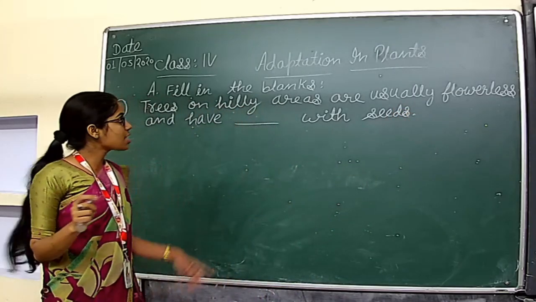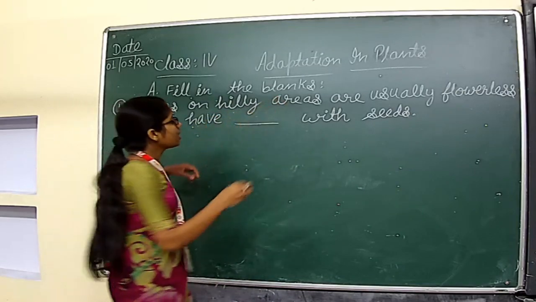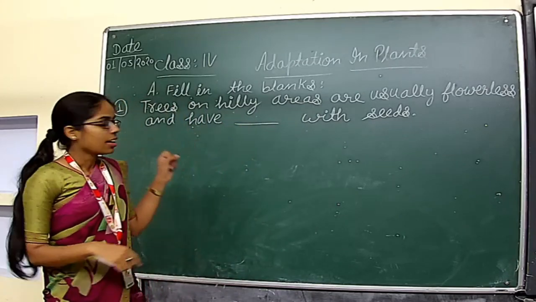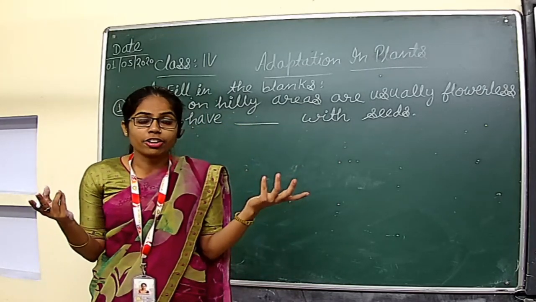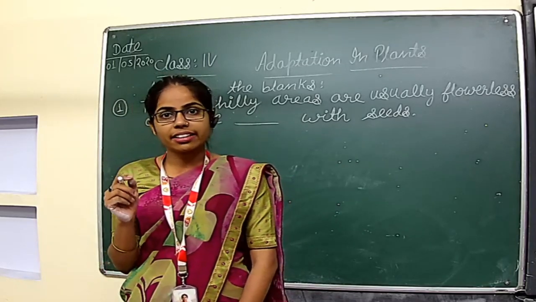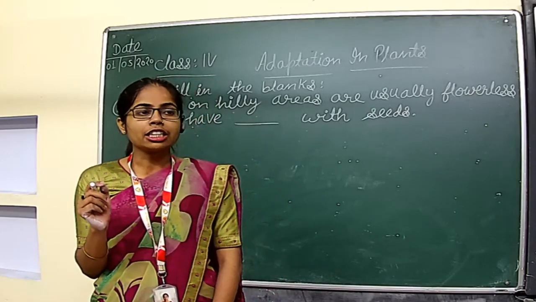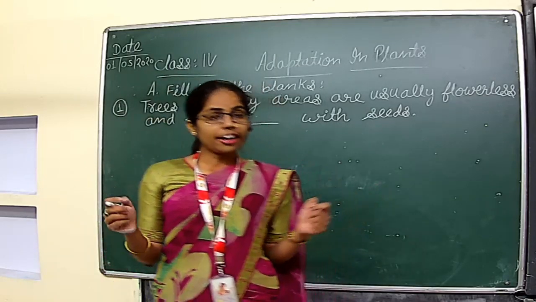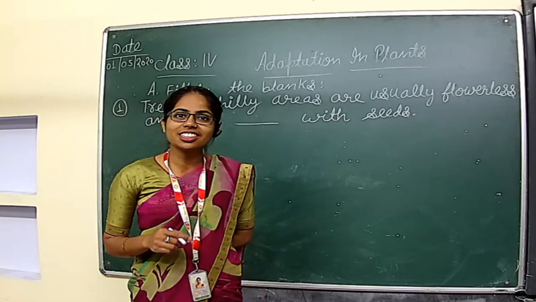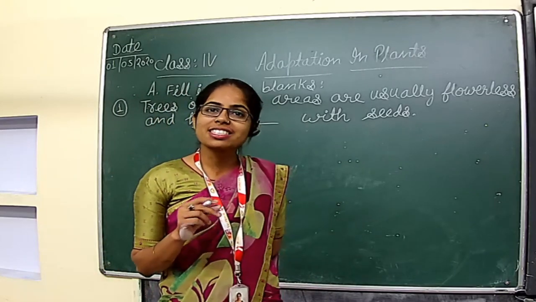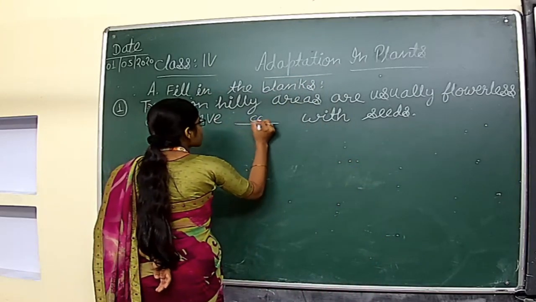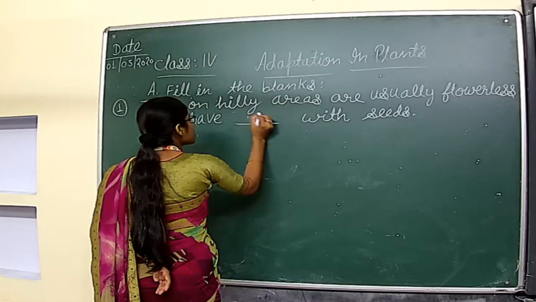The first question is about the trees of hilly areas. What is given? That they don't have flowers. We studied in our very first lecture about the trees on hilly areas, and we studied that they don't have flowers at all. And next, that they have dash with seeds. What was that word? I gave you the example of ice cream and all. Do you remember? That is nothing but cones. They have cones with seeds.